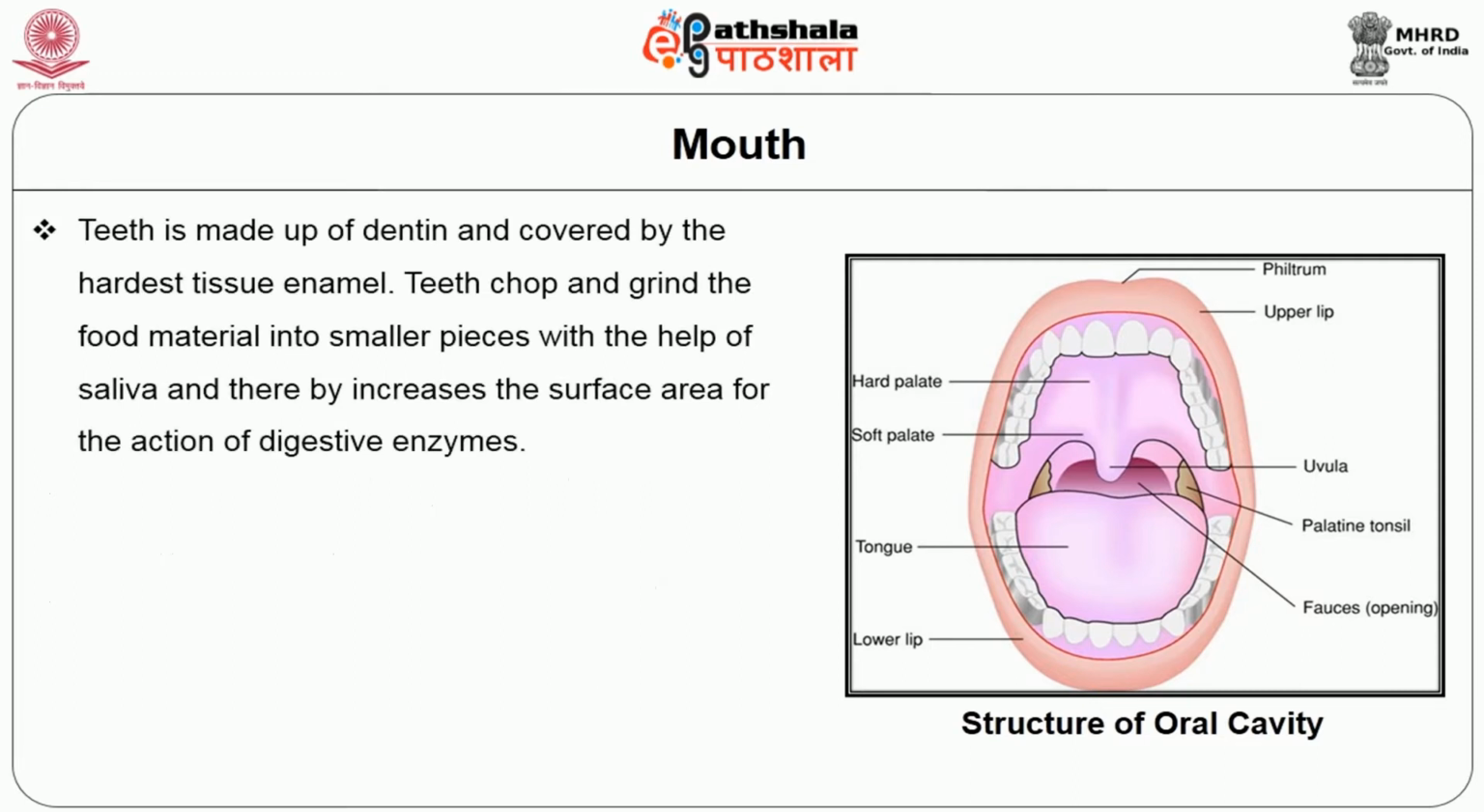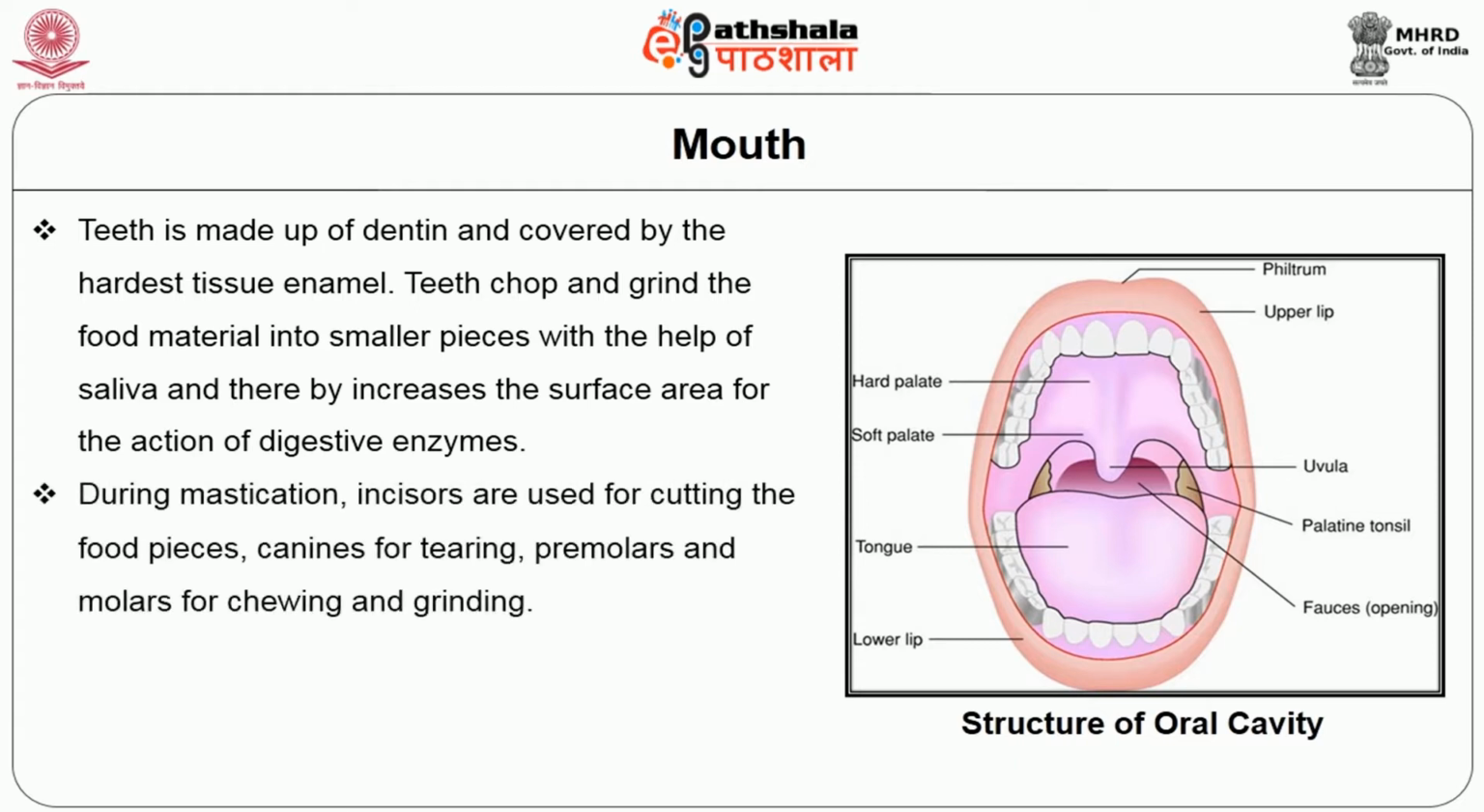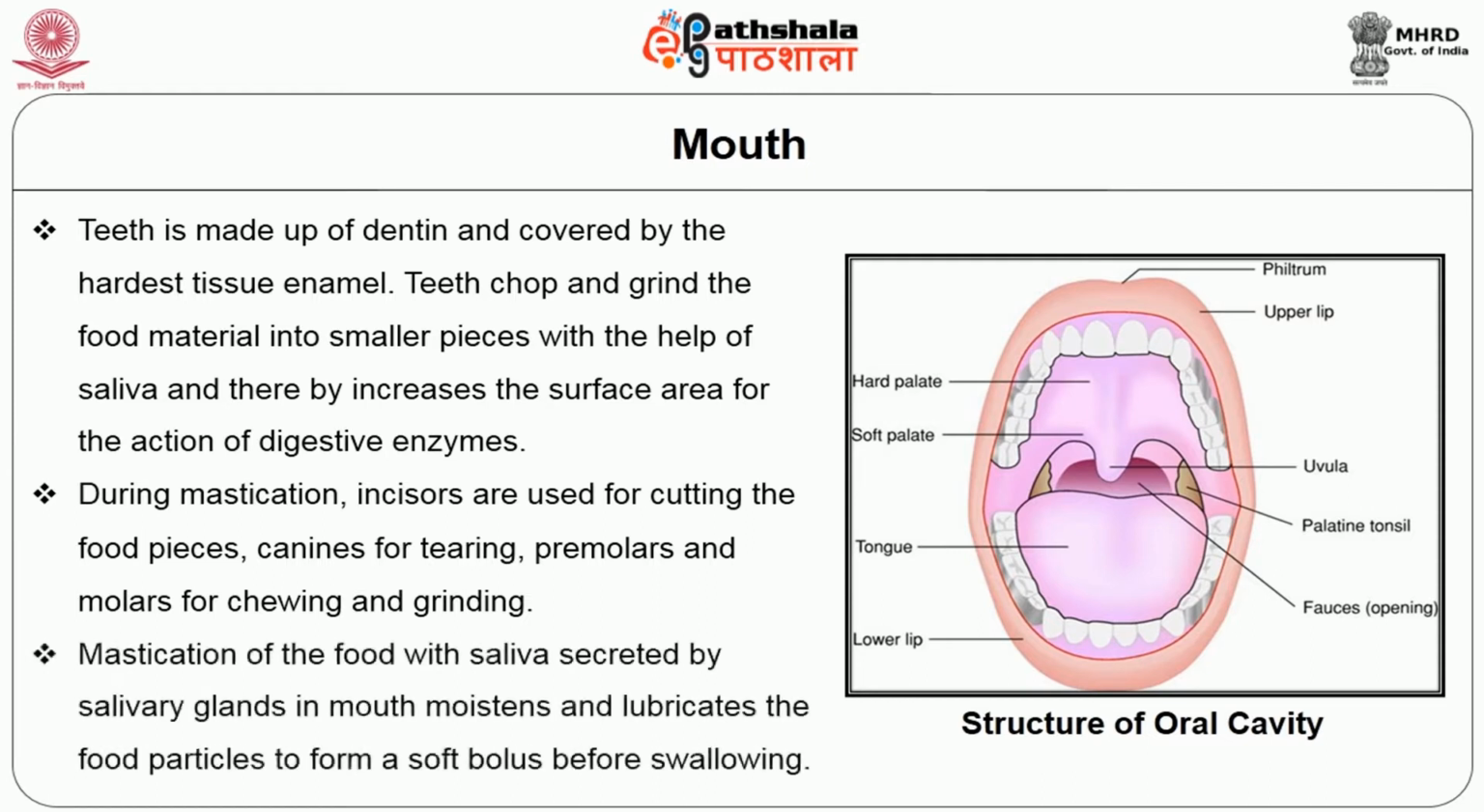Teeth are made up of dentine and covered by the hardest tissue, enamel. Teeth chop and grind the food material into smaller pieces with the help of saliva and thereby increase the surface area for the action of digestive enzymes. During mastication, incisors are used for cutting the food pieces, canines for tearing, and premolars and molars for chewing and grinding. Mastication of the food with saliva secreted by the salivary glands in the mouth moistens and lubricates the food particles to form a soft bolus before swallowing.